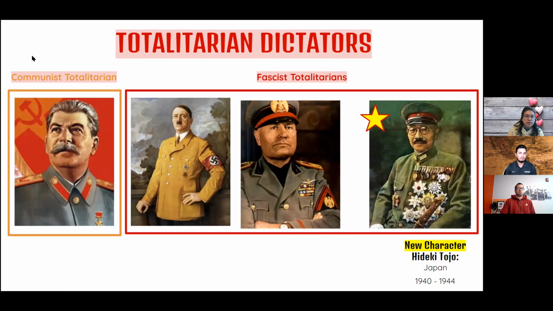So let's just review some of our key players. We have totalitarian dictators. Now, all of them together are totalitarian dictators, but we have two different types. The first is Stalin. Stalin is a communist totalitarian dictator. That is a method in which he controls his government and his economy. The other group that we have is fascist totalitarians. We have Hitler in Germany and Mussolini in Italy, and now we have a new character, Hideki Tojo in Japan. He takes rise in 1940 through 1944. He is also a fascist dictator, and we'll go over him in just a few more slides.